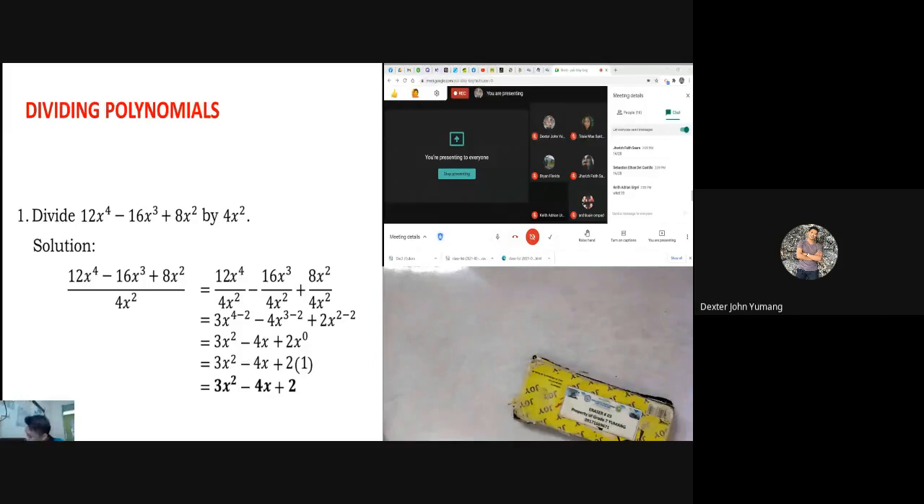Kapag 0 na po yung exponent, huwag nyo na isulat. Ganyan na lang siya. 2 na lang siya automatic. Kasi when you say x raised to 0, that is equivalent to 1. So kung 1 times 2, 2 pa rin ang sagot. So this is now the final answer.